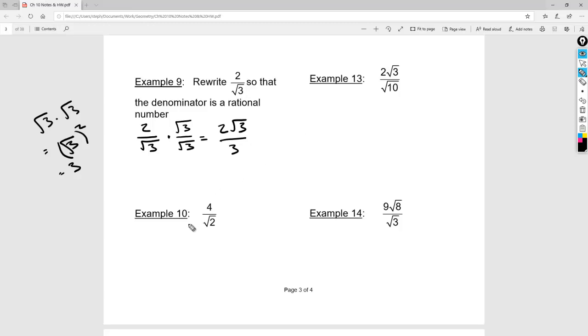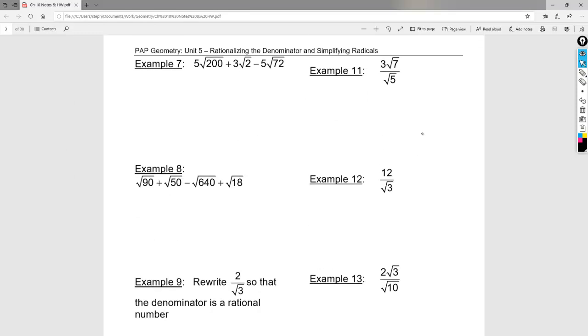Right, very similar with my next example. So I have 4 root 2. I'm going to multiply by the square root of 2 over the square root of 2. On the top I'll end up with 4 root 2. On the denominator, the square root of 2 times the square root of 2 is 2. I do see that I have something that can further reduce, 4 and 2. So 4 divided by 2 is 2. So my final answer is 2 root 2. Right, so if you have something that can simplify further, then go ahead and do that.